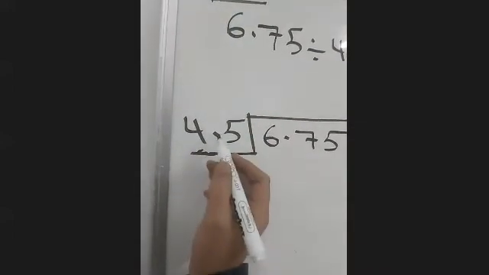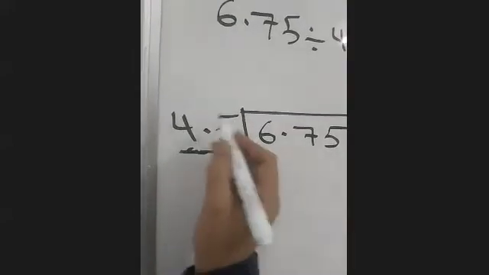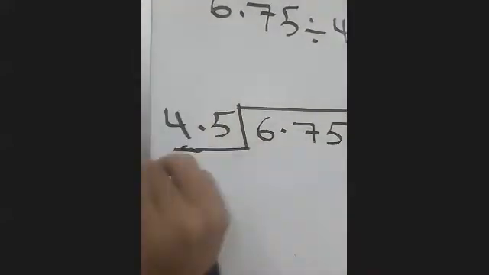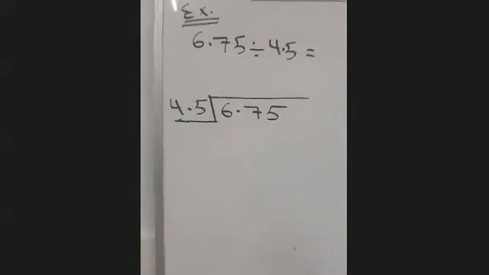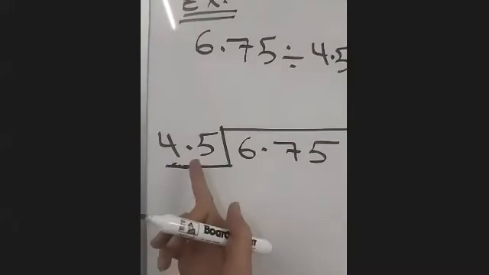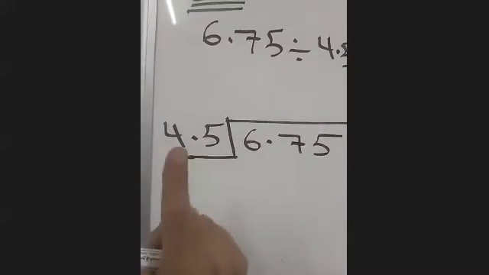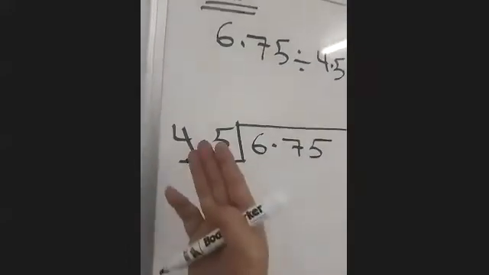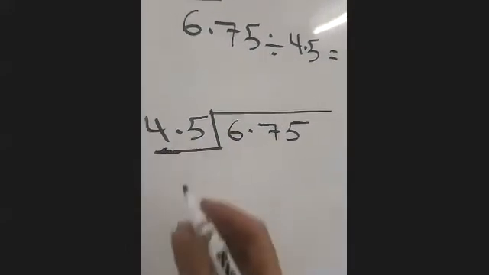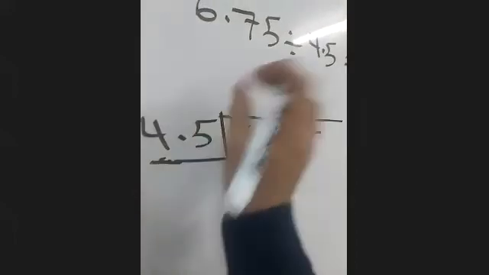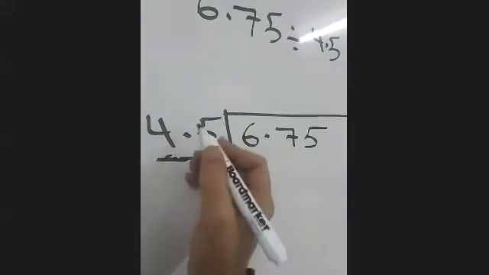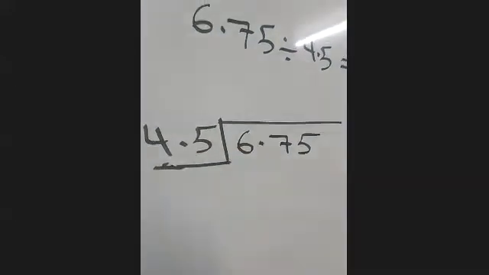In the divisor, it should have no decimal, so we can divide. But here I have a decimal, so I need to get rid of it. We need to get rid of the decimal.